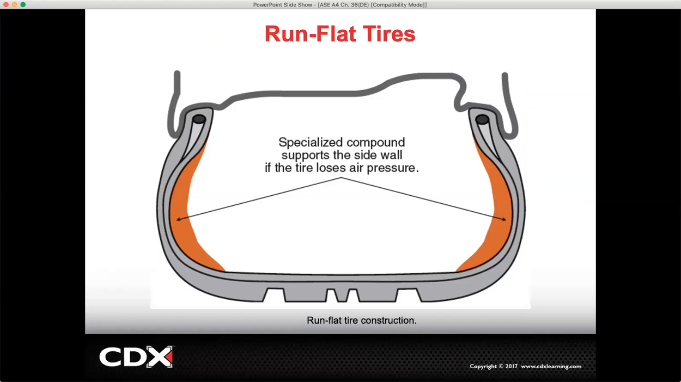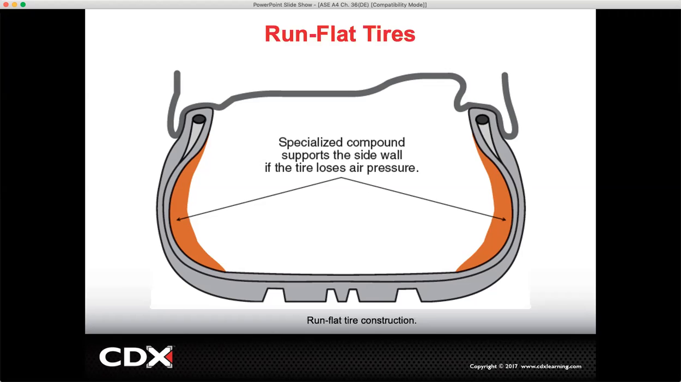Run flat tires. As you can see in this picture, the sidewall is a lot thicker, and that's so that the tire itself can support the weight of the vehicle. So once this tire goes flat, we're not using the pressure inside of the tire. We're using the actual sidewall to keep the car up. It enables a driver to maintain vehicle control if a tire suffers a rapid pressure loss when in motion, and to continue the journey within specified speed and distance limits.